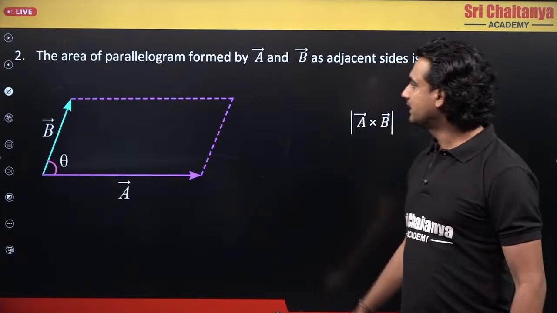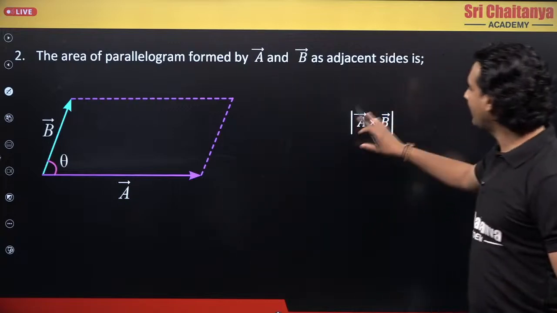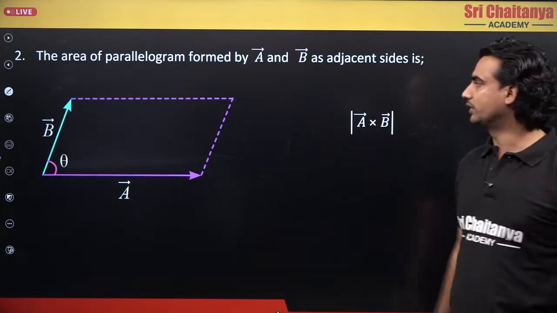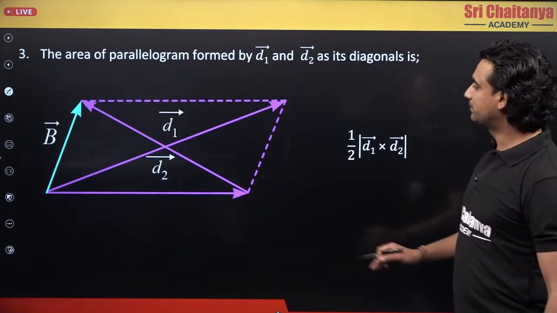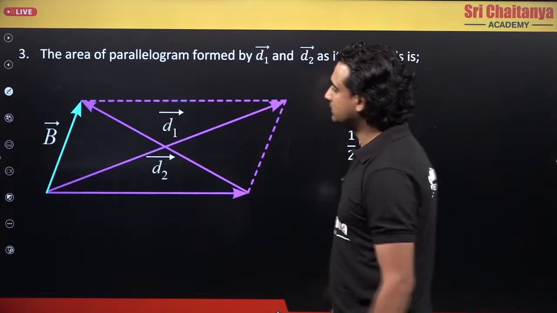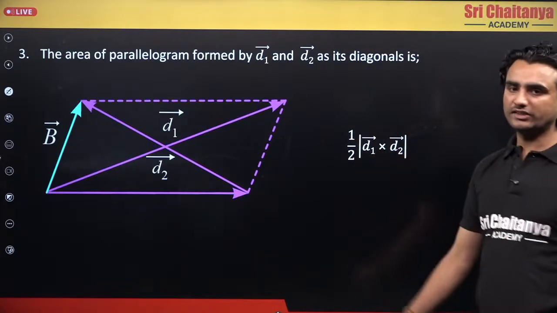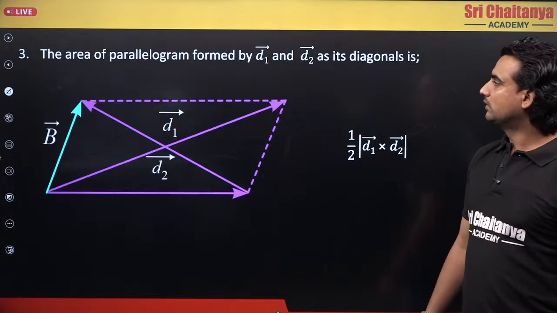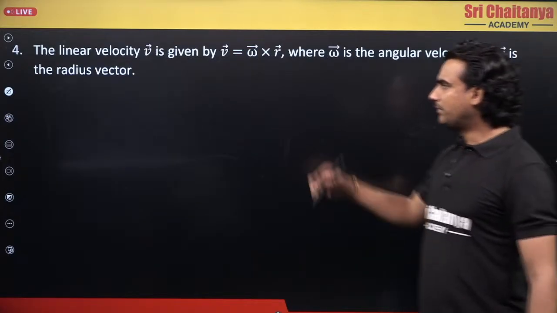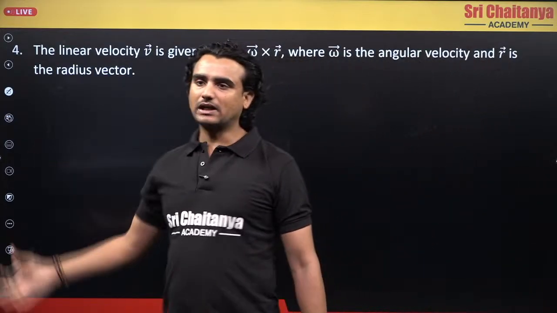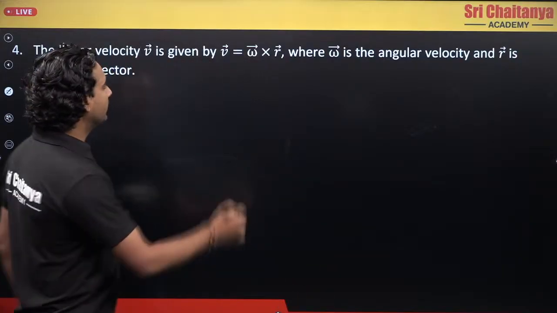Next, the area of a parallelogram is A cross B. There is no 1 by 2 here. And let's suppose D1 and D2 are the two diagonals of the parallelogram, and the formula is 1 by 2 D1 cross D2. So there are many applications of cross product.